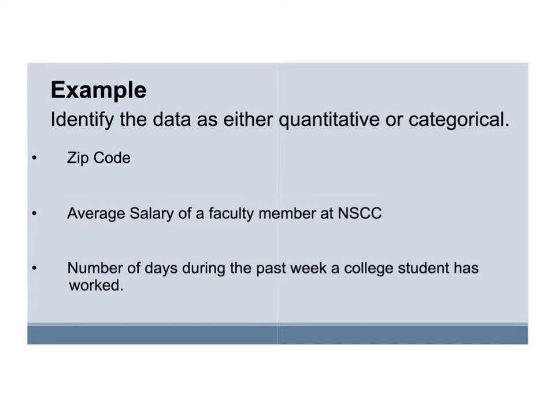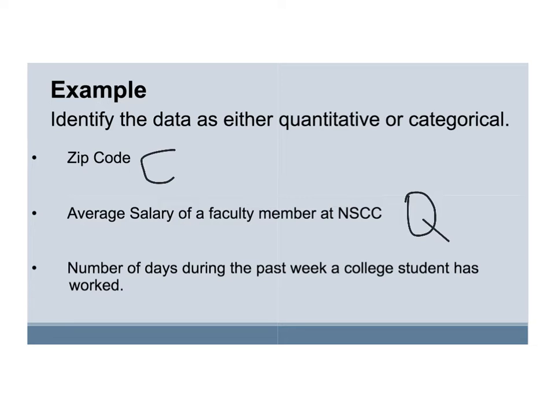Okay, the next one is zip code. Now, zip code is one of those categorical numbers. It's a number, but if I add all your zip codes up and average it, it doesn't give me any indication of what average zip code you come from. In fact, it'd probably be a zip code that none of you have. So zip codes are categorical. Average salary of a faculty member at Northeast State, well, that's quantitative. It's numbers that I can add up and average, makes sense.